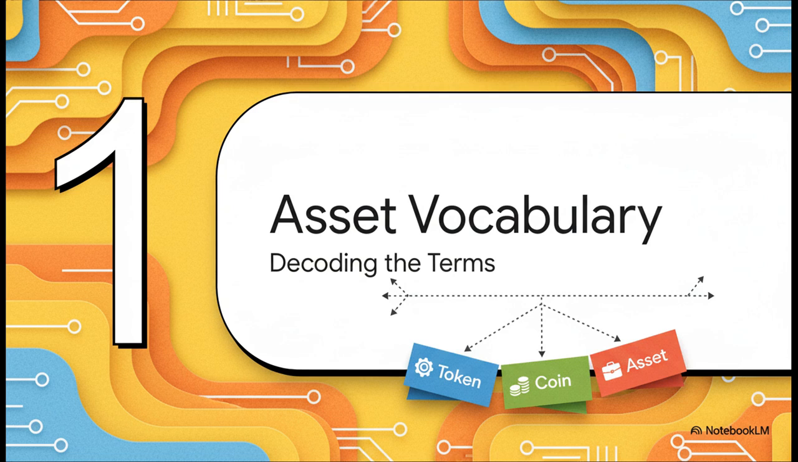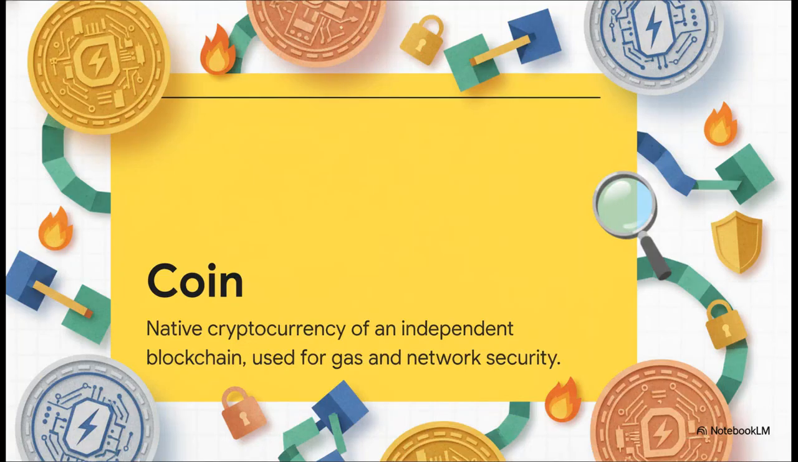We absolutely have to separate three frequently mixed up terms that actually operate on completely different technology layers. First up, we have the coin. Think of this as the native protocol layer. A coin is the native cryptocurrency of an independent, standalone blockchain network. In terms of the actual plumbing, it operates on its own proprietary ledger. It's hard-coded right into the protocol itself. And why? Well, because it serves a vital functional purpose.